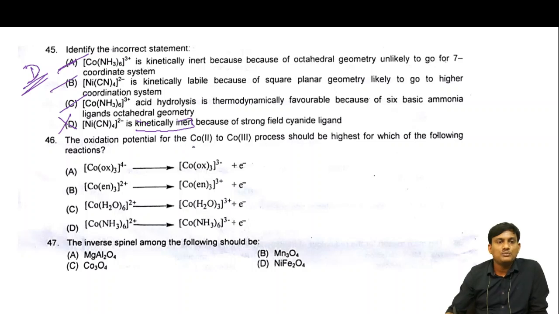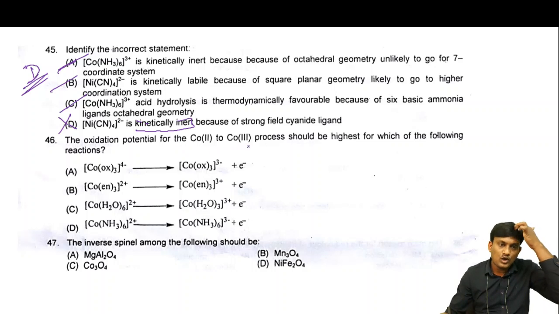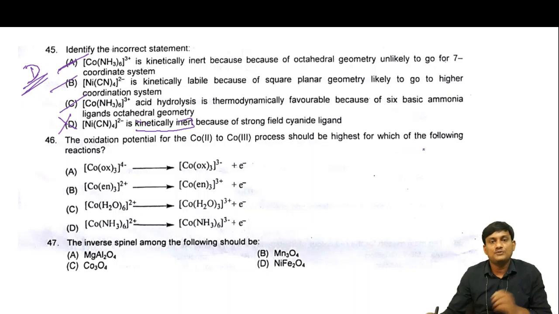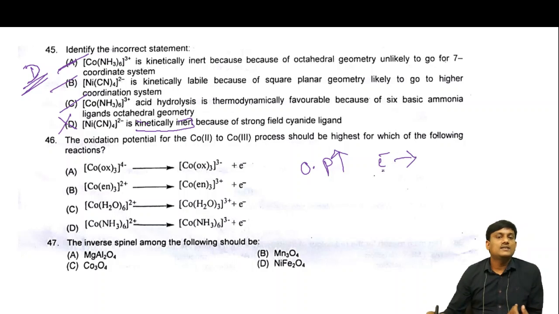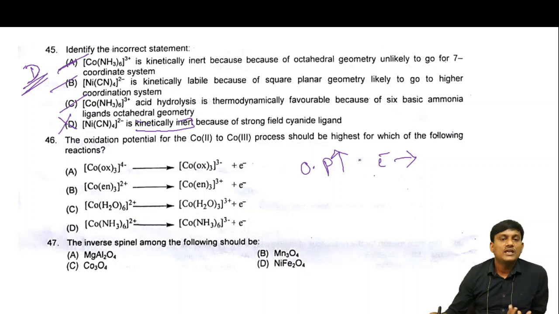The oxidation potential for the cobalt 2 to cobalt 3 process should be highest for which of the following reactions? We know that when the oxidation potential is high, it readily releases electrons. It can easily release electrons. So in which case is there more oxidation potential? When the complex is unstable, it can easily release electrons.